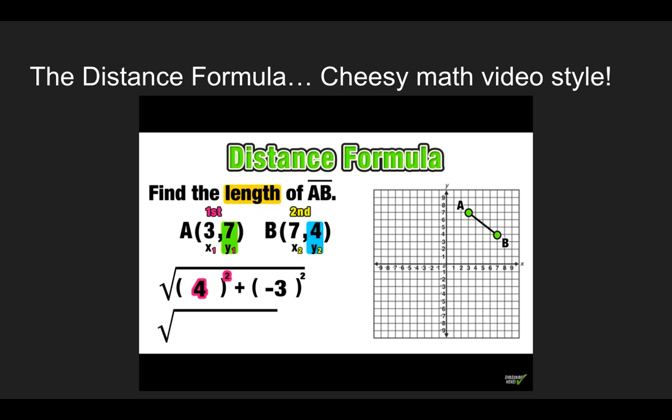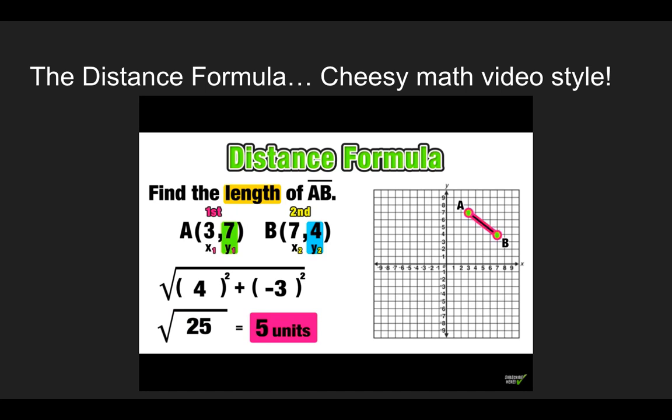Now we can evaluate the exponents. 4 squared is equal to positive 16. And we're adding that to negative 3 squared, which is equal to positive 9. Remember, a negative number squared is a positive value. And we know that 16 plus 9 is equal to 25. And finally, we can evaluate the square root. The square root of 25 is equal to 5. So what we just found is that line segment AB is 5 units long.